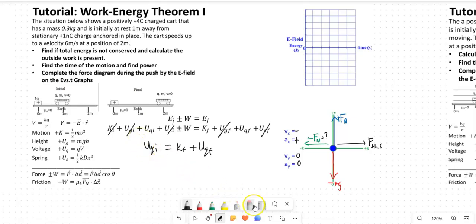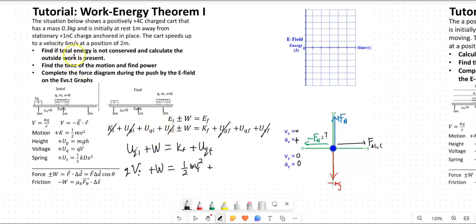Whoops, I forgot the work. U sub Q I plus work. And if you don't know the sign of work, just leave it positive. The math should work itself out. Now, the charge on the cart, I'm just going to call Q for right now. Now there's a voltage acting on it, right? Q times V. And that's the initial case, plus work. That's equal to 1/2 mv final squared.